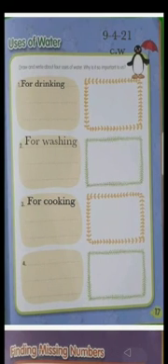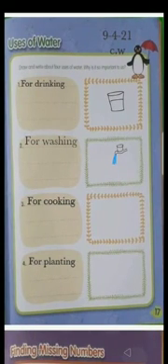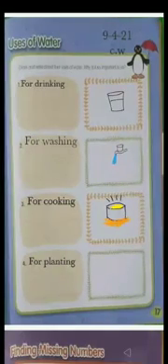Now, moving towards the third use, that is for cooking. Yes, so write about it. Then the fourth use of water, it is for planting. We used to plant our trees with the help of water. Without it, we can't plant anything. Now you have to draw the images of that. It's up to you how you do it.